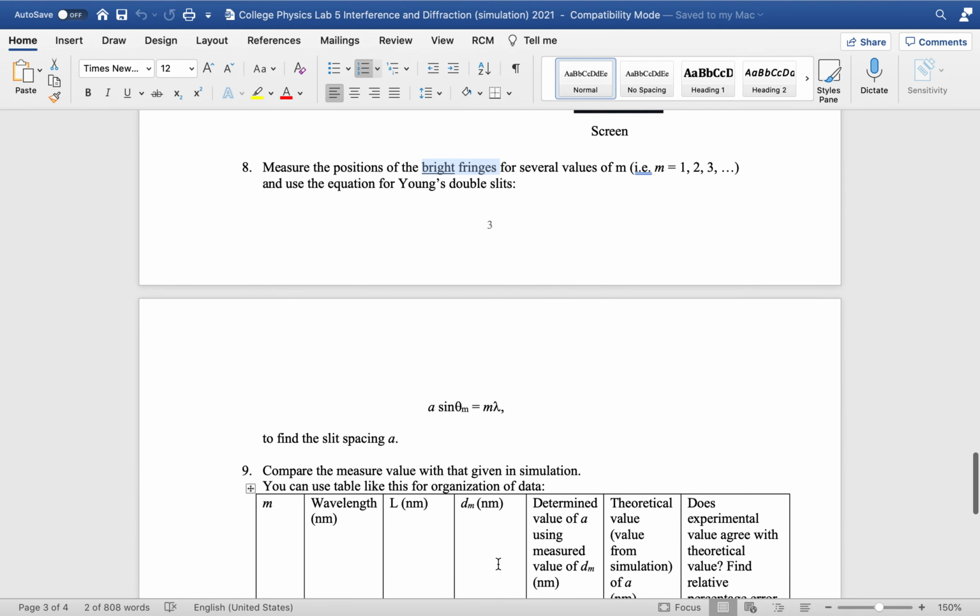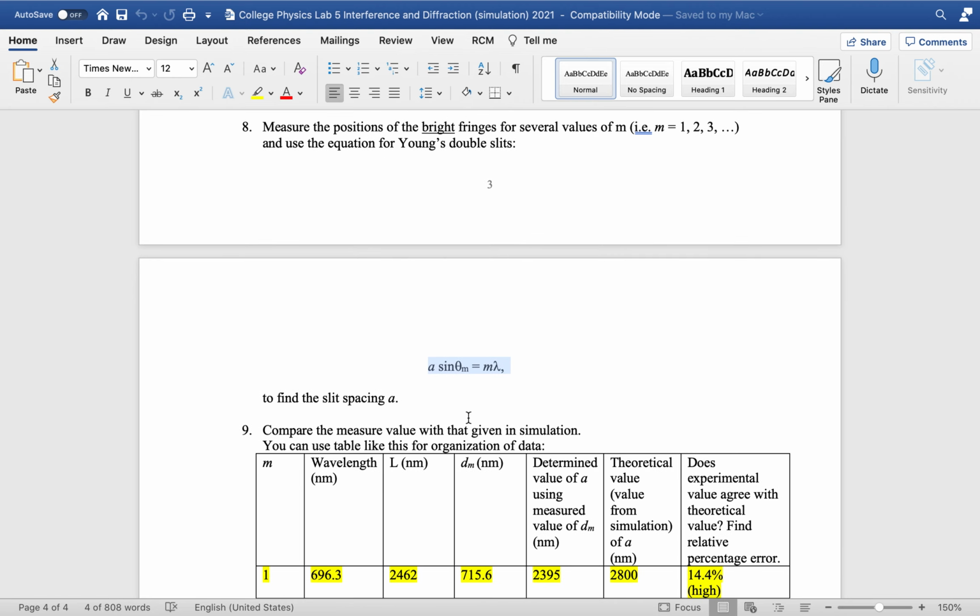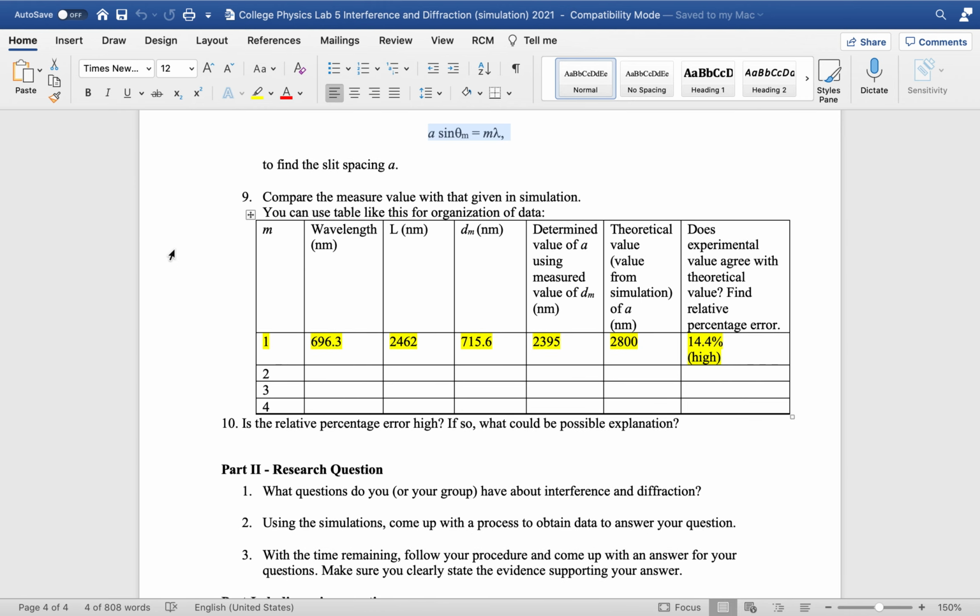Then they will use the same equation we had before. Of course they won't have a sine theta m, so they should use the equation we had at the beginning. They can measure the value of m, label m, lambda the wavelength, L in nanometers, dm the distance, the angular position, and determine the value of a using the measured values. They can calculate a, and then compare with the theoretical value, which is the value we are given in the simulation. If you look at the percentage difference, it is kind of high.